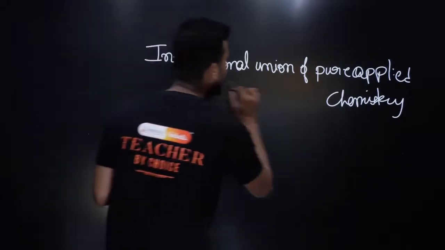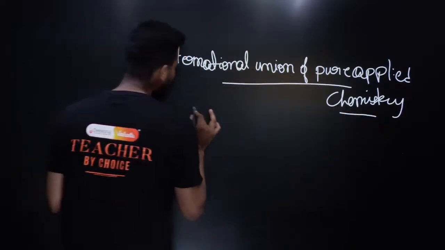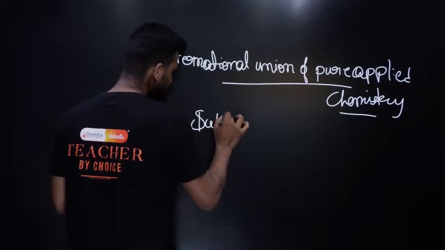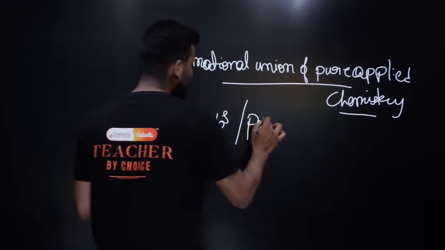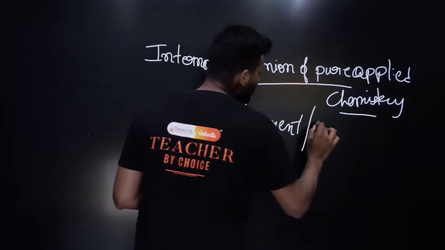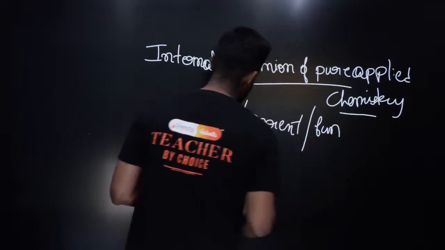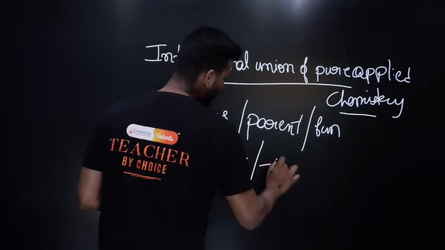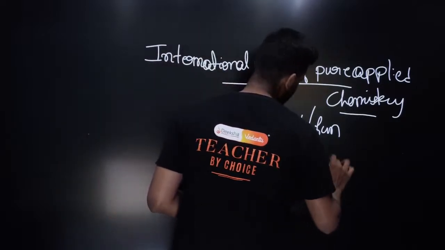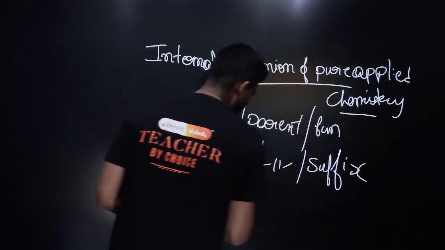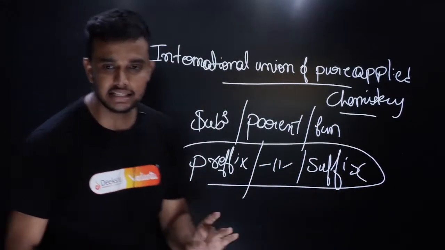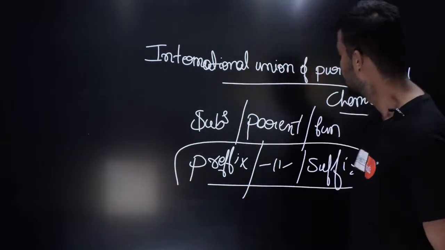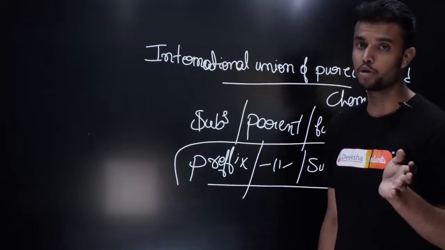Students, the entire IUPAC name is divided into 3 parts. First part is the substituent. Then the second part, the parent carbon atom. Then the primary functional group, which is also called the suffix term. This is the 3 parts. If you know this concept, then you can easily make a name. International Union of Pure and Applied Chemistry. Correct. You can easily name any compound by using this.